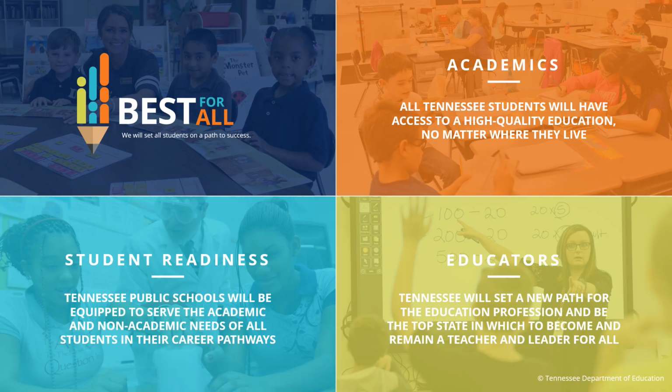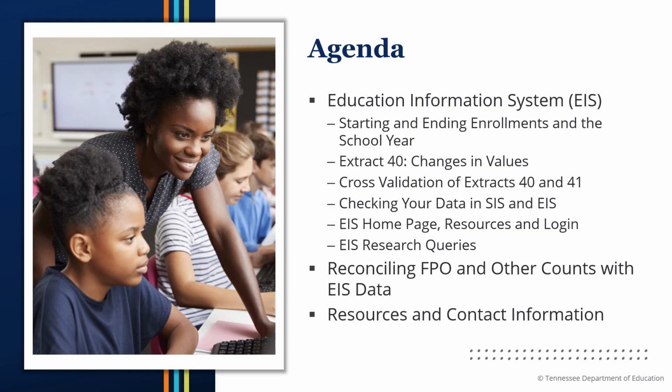As you know, our work in the department is grounded in academics, student readiness, and educators. The agenda for this session is the department's Education Information System, EIS, including starting and ending enrollments in the school year, Extract 40 changes in values, cross-validation of Extracts 40 and 41, checking your data in your student information system and EIS homepage, resources and login, and EIS research queries. We will also discuss reconciling FPO, Federal Programs and Oversight, and other accounts with data that you download from EIS, and resources and contact information.